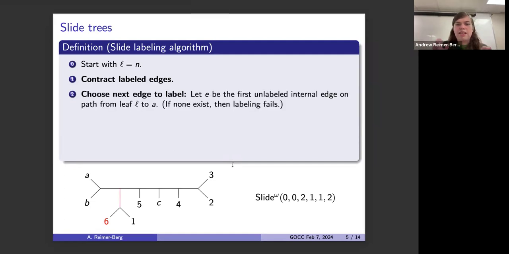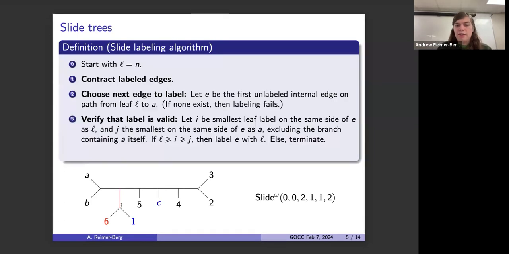Next, we want to choose the next edge to label. We let E be the first unlabeled internal edge on the path from L to A. Starting at 6, we go along the tree towards A. This is a leaf edge, so we don't count that one. The first internal edge is this one that I have highlighted here in red. So I'm going to see if I'm allowed to label that edge 6.